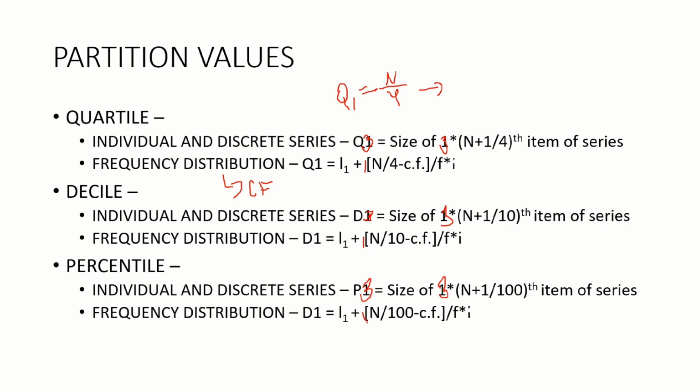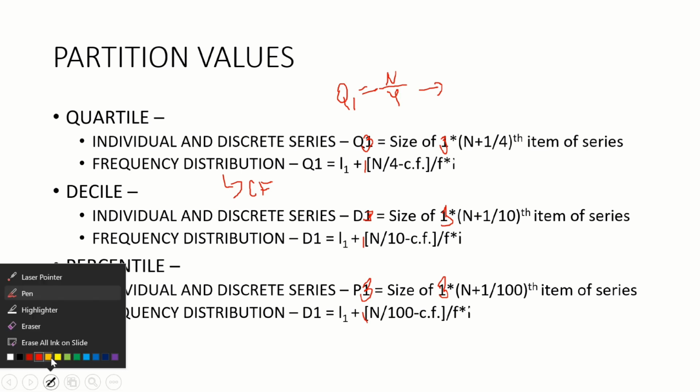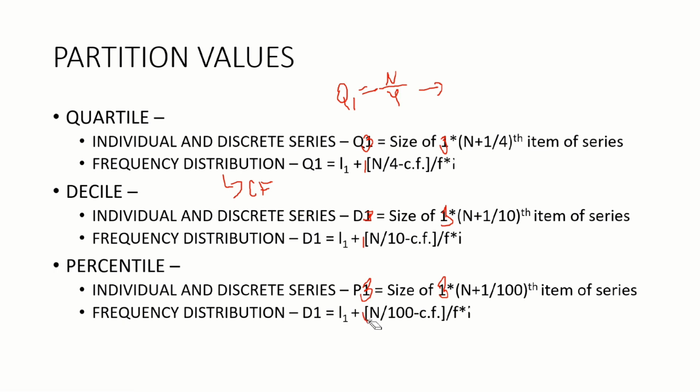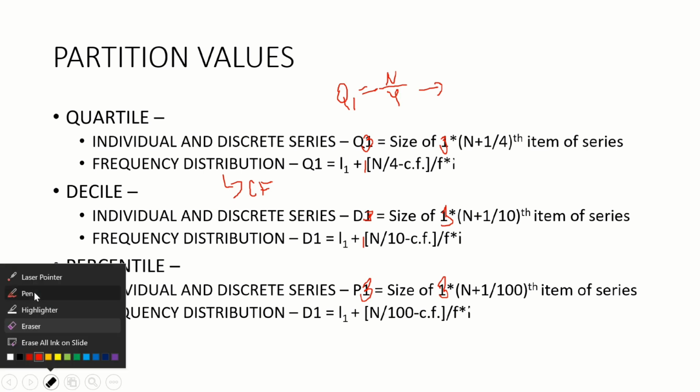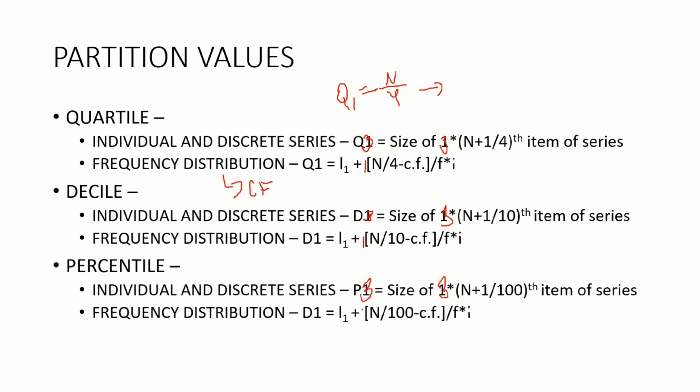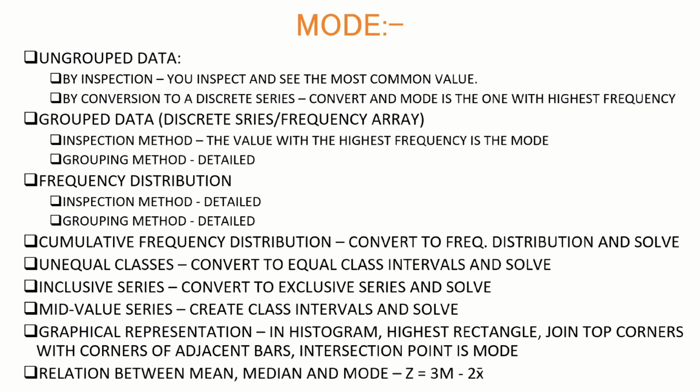Don't forget that these are proportional to each other. They're related. If this one is 3, so over here, these two things are related. And don't forget that this is the P one, okay? Yeah, so I hope that's clear. And I hope now that we've understood partition values, let's move on to the mode.